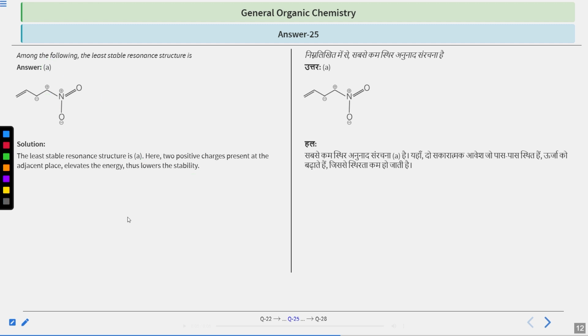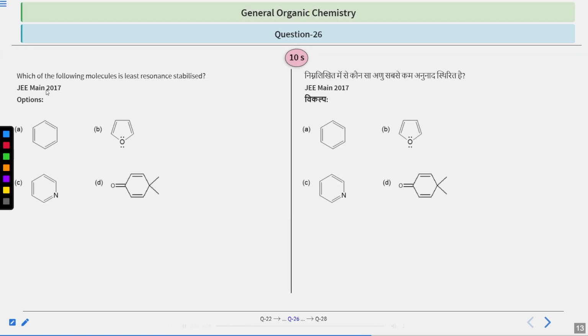Okay, let's move on to the next question. Question number 26. Which of the following molecules is least resonance stabilized? Again, the same question. We have been given different groups of molecules here. We have to tell which is the least resonance stabilized.